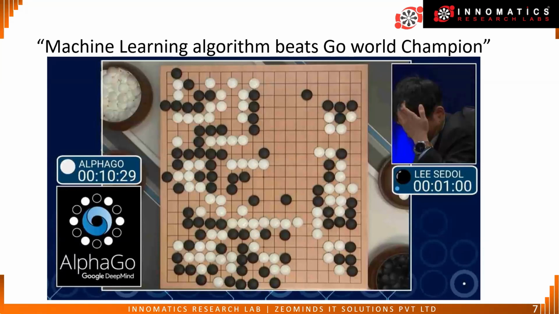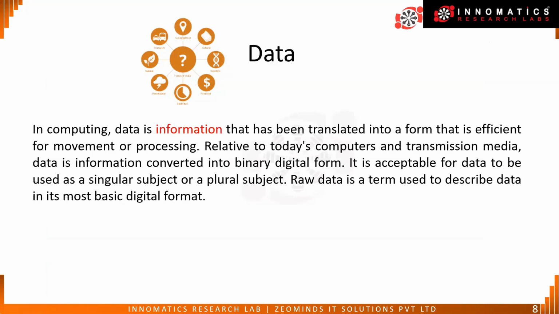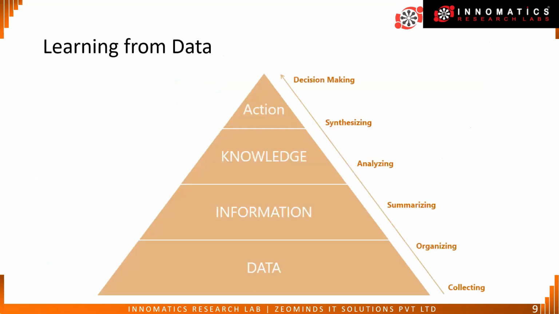Actually, how does that machine learning algorithm learn? Any machine learning algorithm learns from the data. Data is information. So this is the process of learning from the data. Once you have the data, meaning you have the information, that enables the knowledge, and finally it gives you the intelligence. Once you have the intelligence, you can take some actions, right?